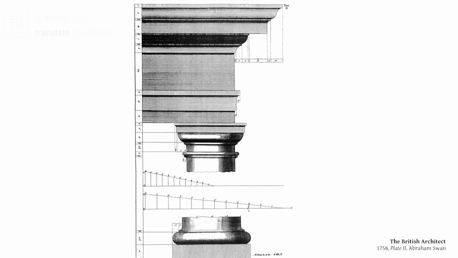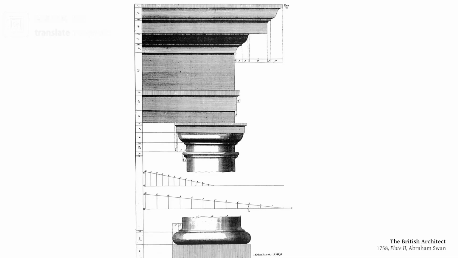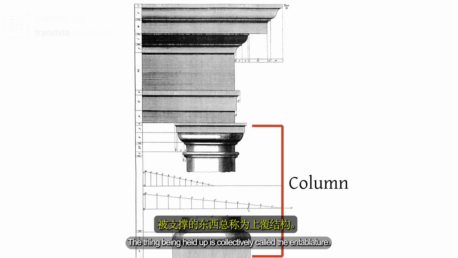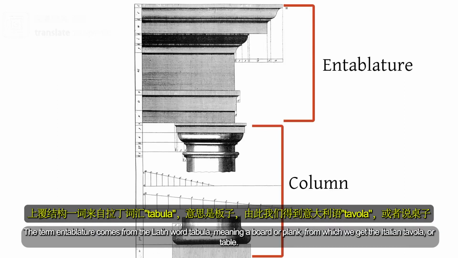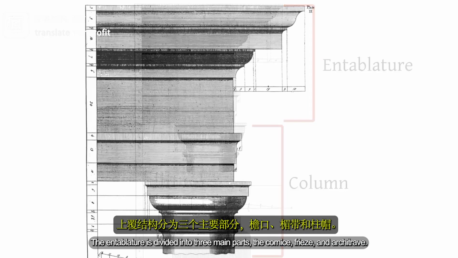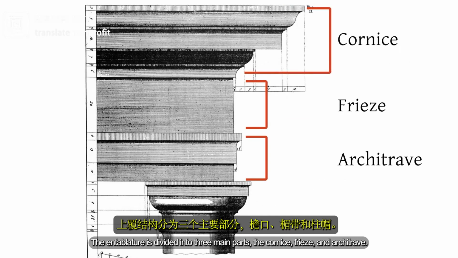Now, to have architectural structure, you have to have something vertical holding up something horizontal. The vertical support is the column. The thing being held up is collectively called the entablature. The term entablature comes from the Latin word tabula, meaning a board or plank, from which we get the Italian tavola, or table. The entablature is divided into three main parts: the cornice, frieze, and architrave.